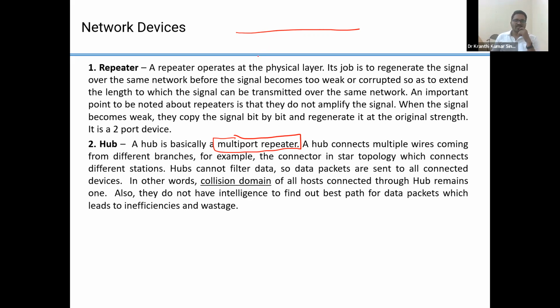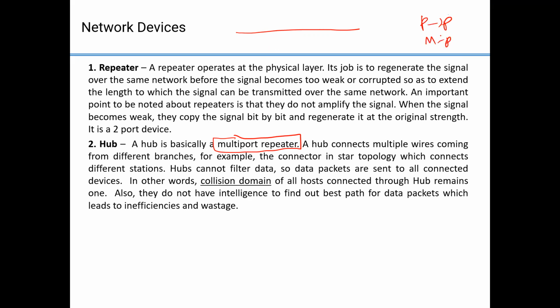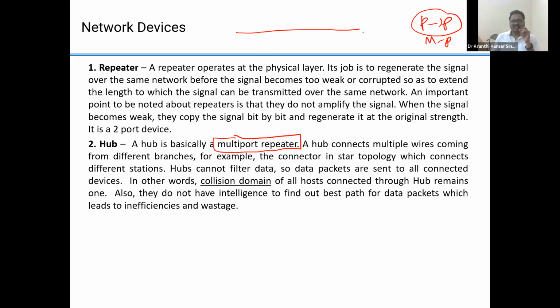How many types of links are there? Point-to-point and multi-point. Point-to-point means a dedicated link existing between two devices only. Multi-point means more than two devices sharing the same link. So in this case, I have source 1, source 2, source 3, and destination 1, destination 2, destination 3.